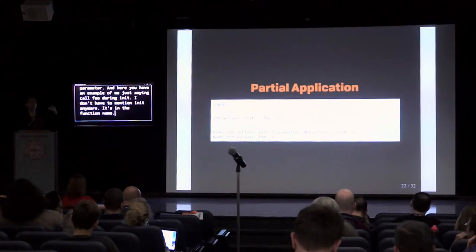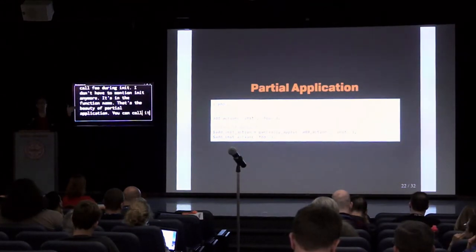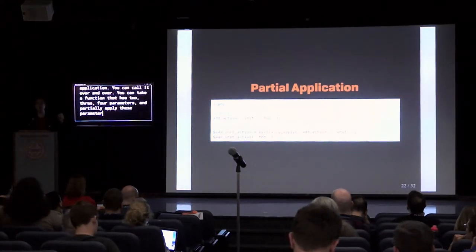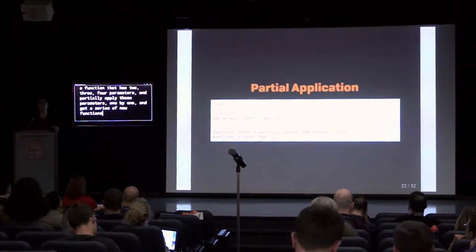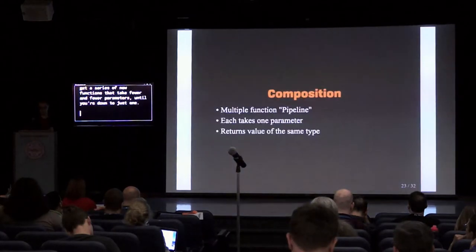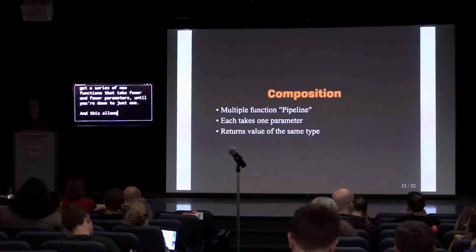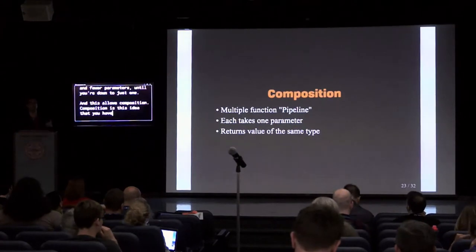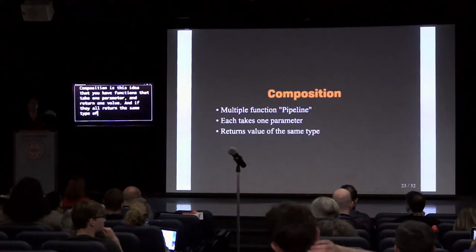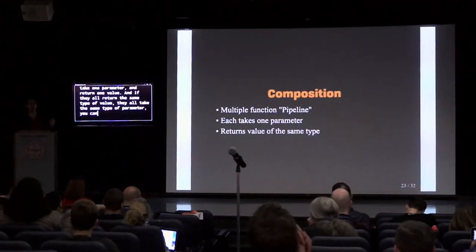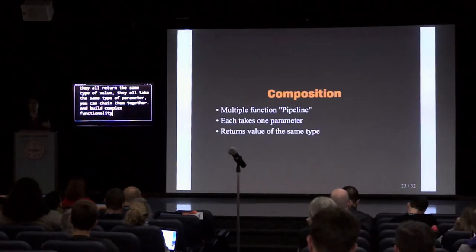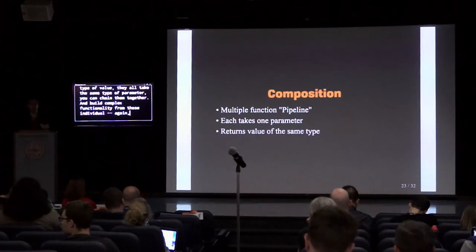You can take a function that has 2, 3, 4 parameters and partially apply these parameters one by one and get a series of new functions that take fewer and fewer parameters until you're down to just one. And this allows composition. Composition is this idea that you have functions that take one parameter and return one value. And if they all return the same type of value, they all take the same type of parameter, you can chain them together and build complex functionality from these individual, again, hopefully well-tested components.